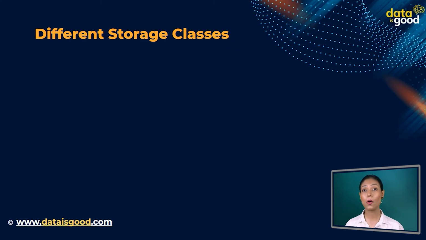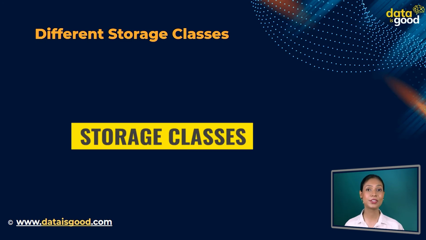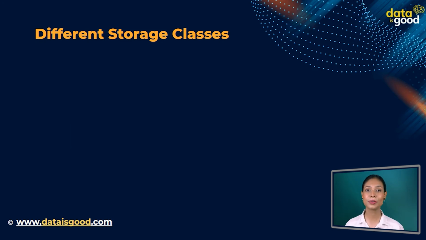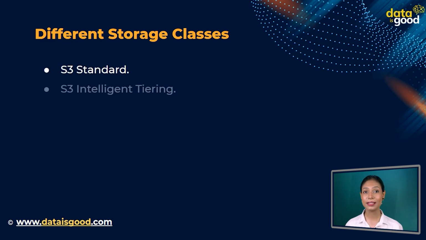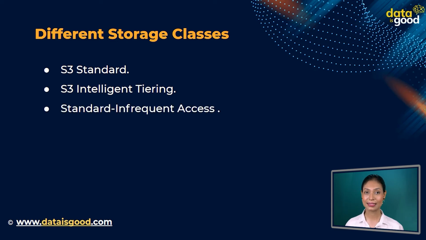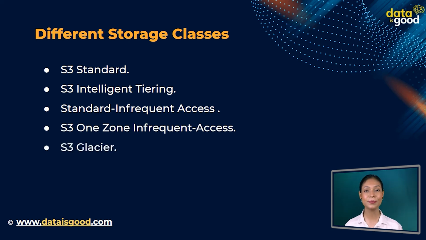We cannot store all data in one class. AWS has provided different storage classes for different storage requirements. Different storage classes are available to users to store data in S3, and they are S3 Standard, S3 Intelligent-Tiering, S3 Standard Infrequent Access, S3 One Zone Infrequent Access, S3 Glacier, and Glacier Deep Archive.